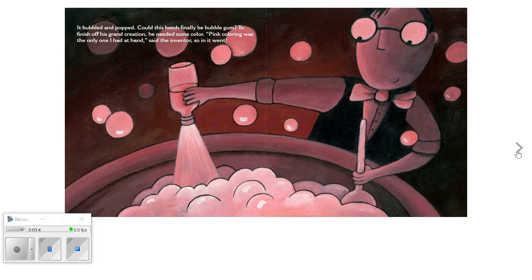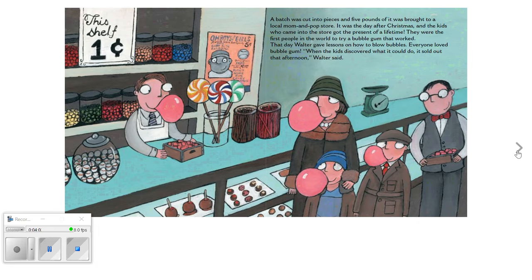Could this batch finally be bubble gum? To finish off his grand creation, he needed some color. "Pink coloring was the only one I had at hand," said the inventor, so in it went. A batch was cut into pieces, and 5 pounds of it was brought to a local mom-and-pop store. It was the day after Christmas, and the kids who came into the store got the present of a lifetime.